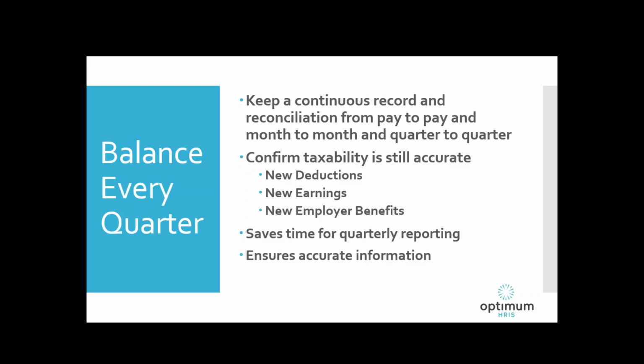So you've done your balancing every period, every month. Go ahead and continue to expand your reconciliation to show pay period to pay period, month to month, and finally quarter to quarter. You're tired of hearing me say it already. You think it's overkill, but I'll say again to check the taxability flags on deductions, earnings, and benefits, because the most common cause for balancing errors on tax reports is incorrect tax flags on one of these items.